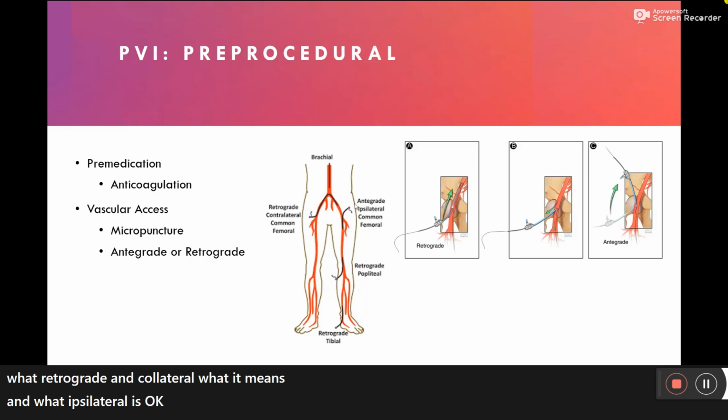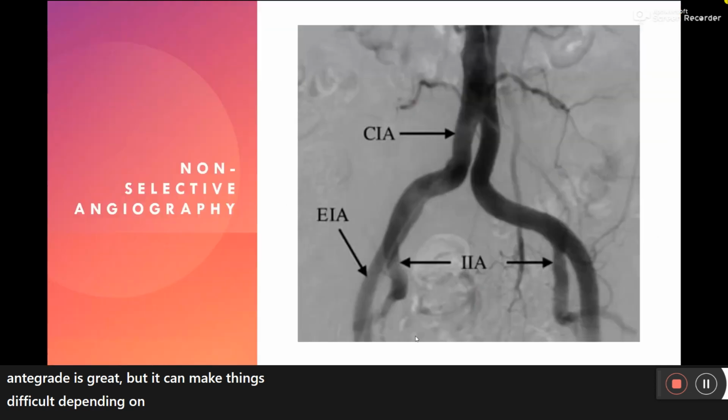Antegrade is great, but it can make things difficult depending on where the blockage is on the SFA. Now, if the patient has bad peripheral vascular disease on the right, but we need to fix something on the left, then we can go ipsilateral antegrade to get to what we need to get to on this side. Okay? That's why it's important to know what we are treating, where the blockage is, and how you want to get in there. Make sure you have that conversation with your doc.